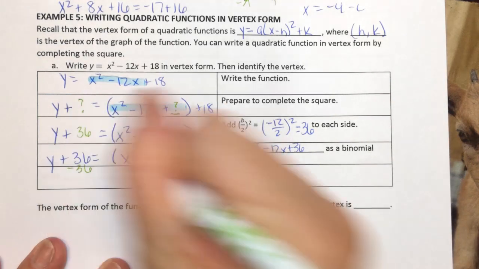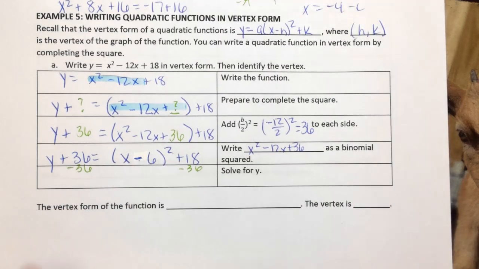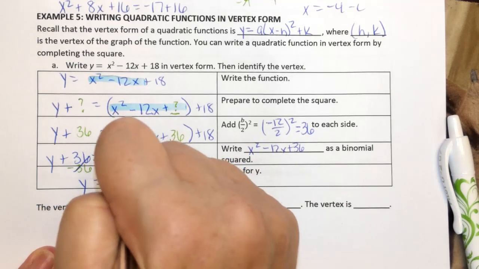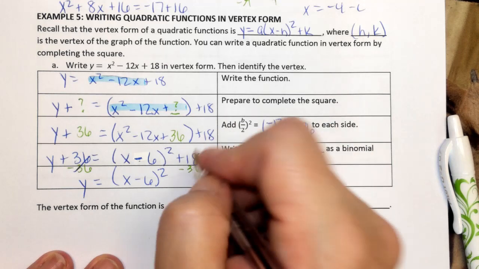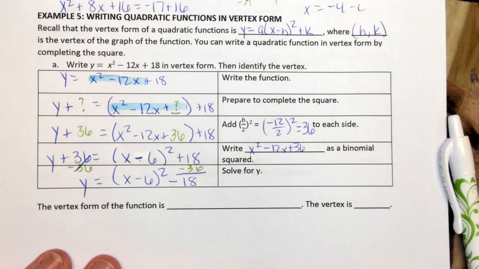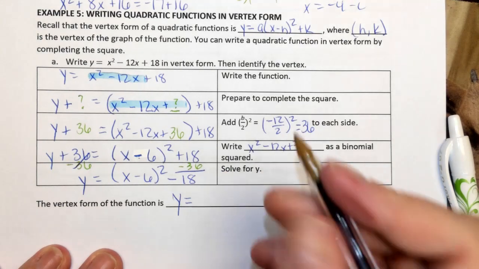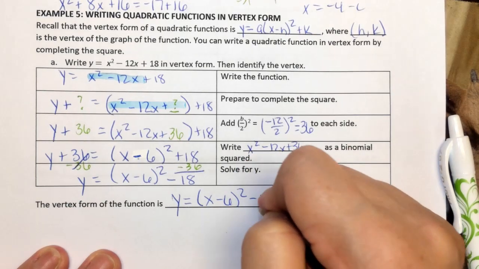So if we subtract 36 here, we're going to do it here, not inside. Can't subtract inside. So this cancels out. We're left with y equals x minus 6 squared. And then what is 18 minus 36? Negative 18. And so now we have the function in vertex form. So the vertex form of the function is y equals x minus 6 squared minus 18.